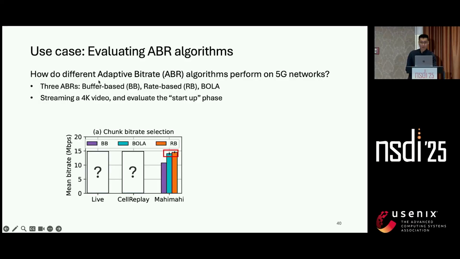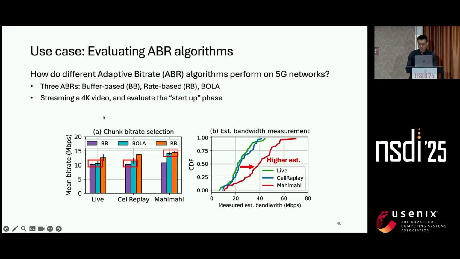This is the result that we got with Mahi-Mahi. As you can see here, BOLA and RB seem to have pretty similar bitrate and are the best in this test. However, in reality, over the live network, BOLA has a much lower bitrate, and its bitrate is more comparable to BB. CellReplay still suffers from inaccuracy, but it is closer to the ground truth. We later found the reasons for this bias.